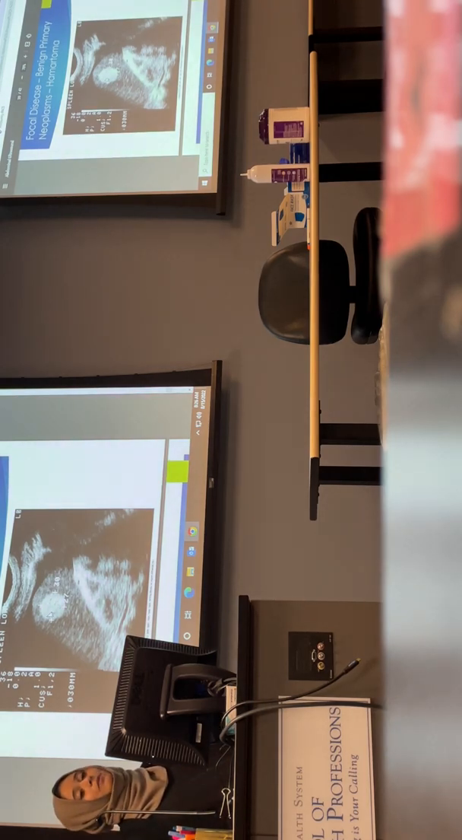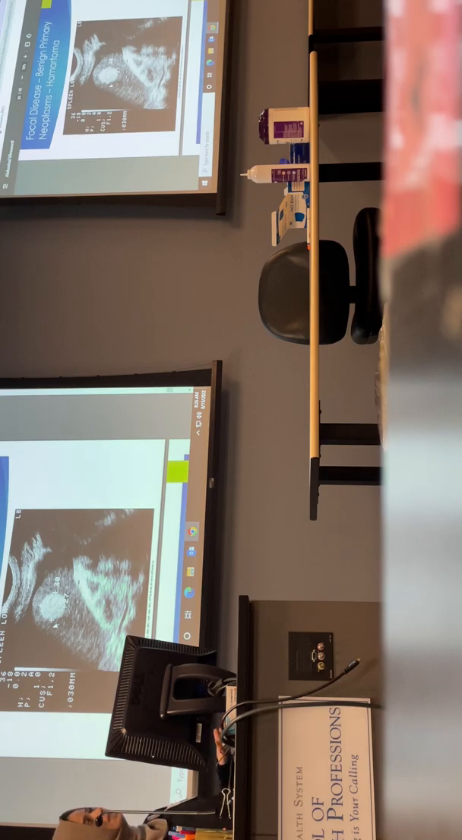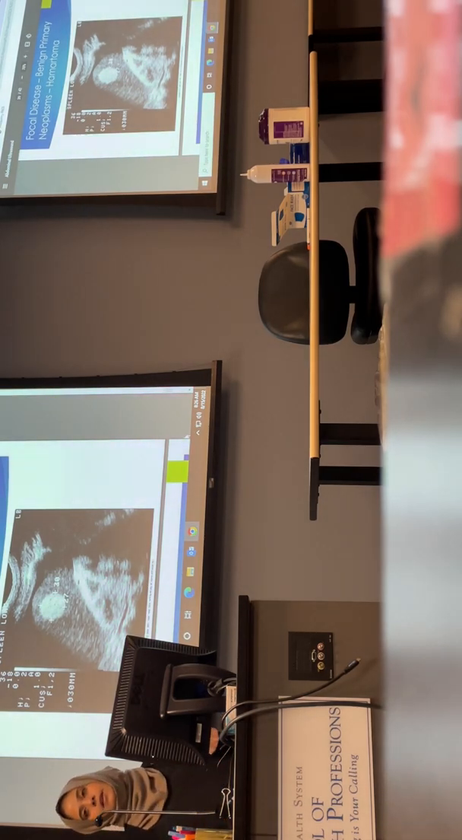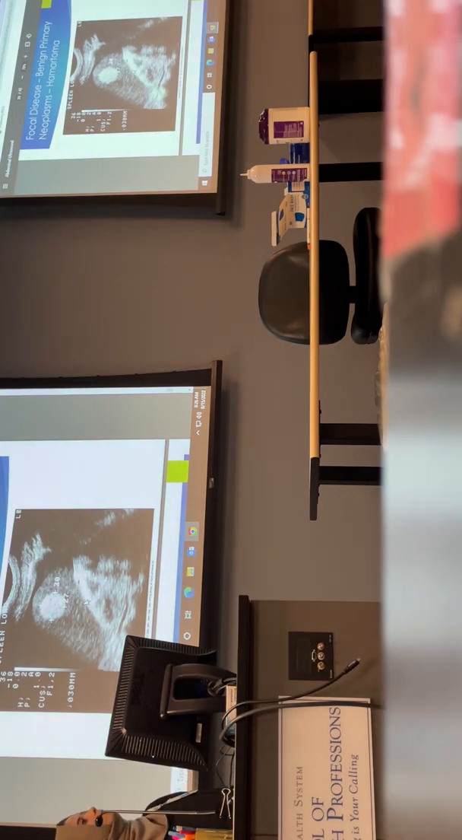Okay, so clearly we have well-defined borders. It's a well-defined echogenic or hyperechoic mass within the spleen. And in this image, not only do we have a mass, what other abnormality do you see here? You can clearly see ascites.